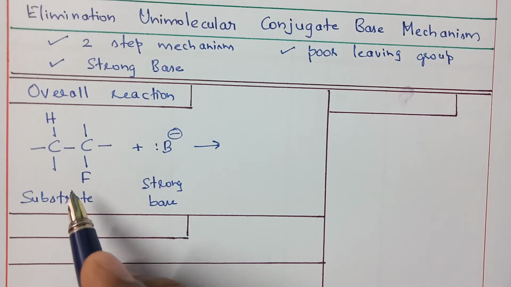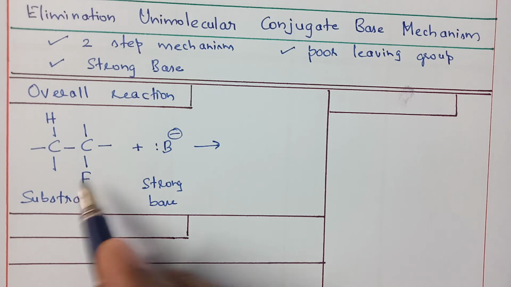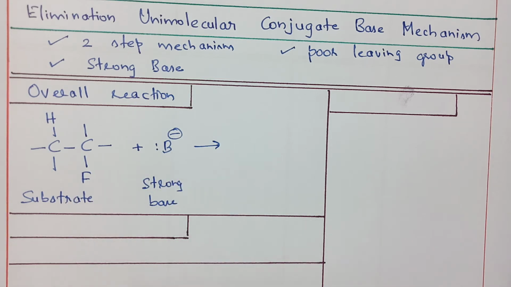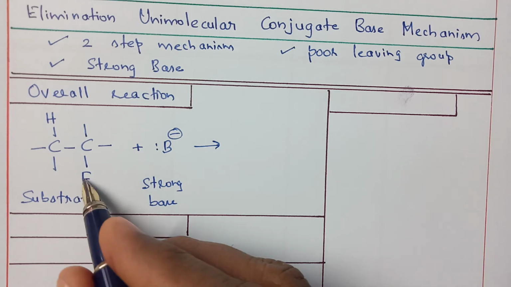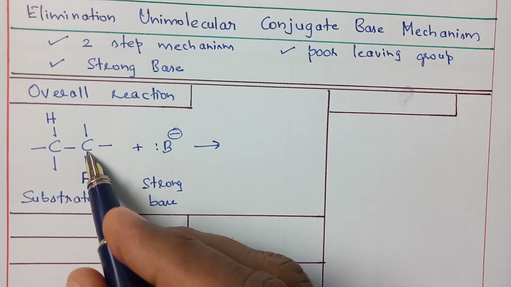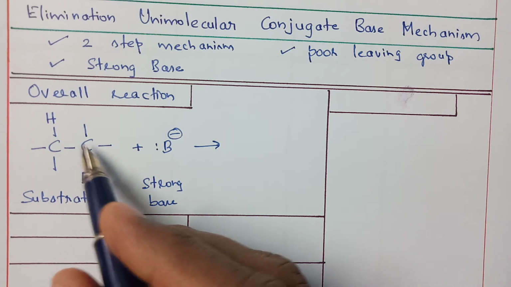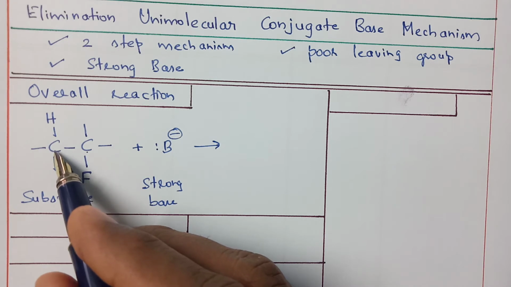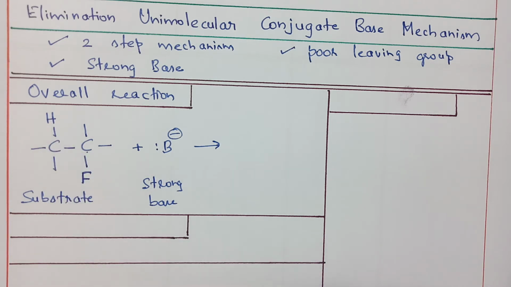This is the substrate molecule and this is the strong base. In this substrate molecule we have fluorine. Fluorine is a leaving group. It is a poor leaving group. This carbon is the alpha carbon and this carbon is the beta carbon. And here on this beta carbon there is one hydrogen. It is called beta hydrogen.